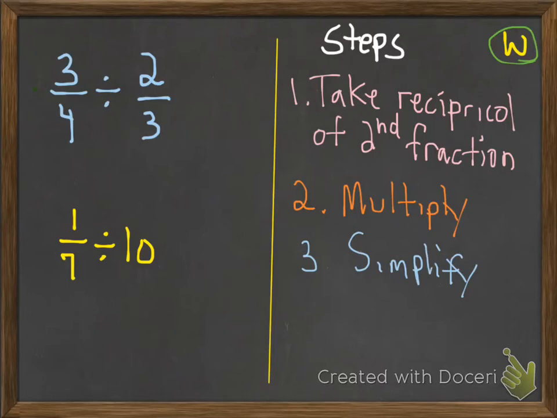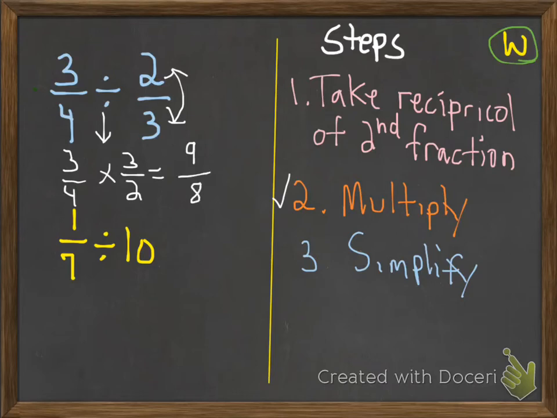3 over 4. Okay, I'm going to take the reciprocal of that second fraction. Instead of 2 over 3, I'm going to write 3 over 2. I'm just flipping this around, okay? And I'm going to change that division sign to a multiplication sign. That's the second step, okay? Now you just multiply fractions, which is pretty simple. 3 times 3 is 9. 4 times 2 is 8. And we want to simplify it.